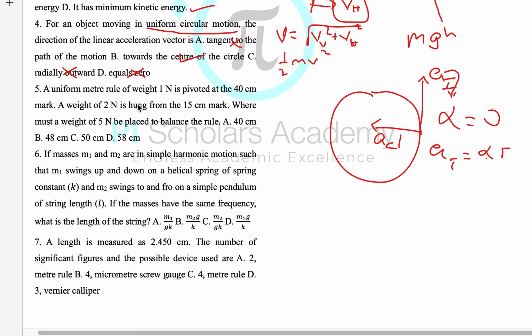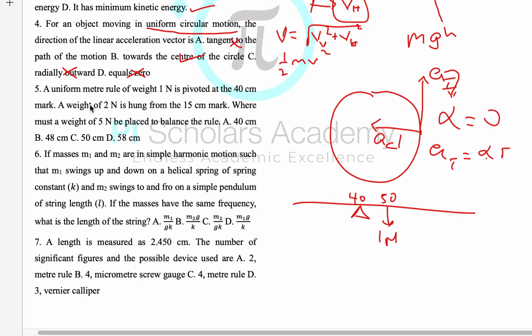Question number 5 says that a uniform meter rule of weight 1 Newton is pivoted at the 40 centimeter mark. So let's see. You have a uniform meter rule. Since it is uniform, that means that it's going to have its weight acting at its center. They say it's pivoted at 40 centimeter mark. So let's say this is 40 centimeter mark. You place the pivot here. Because it is uniform, the midpoint of the meter rule will be 50 centimeter. Total length is 100 centimeters. So that means that the weight is acting here, which is 1 newton.